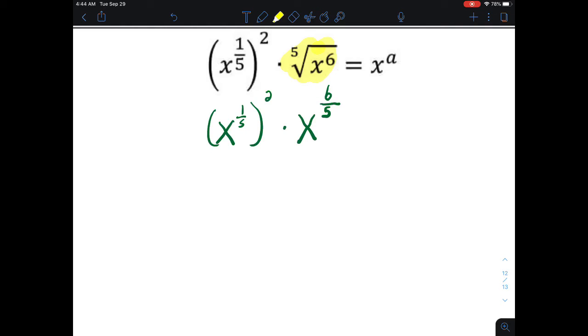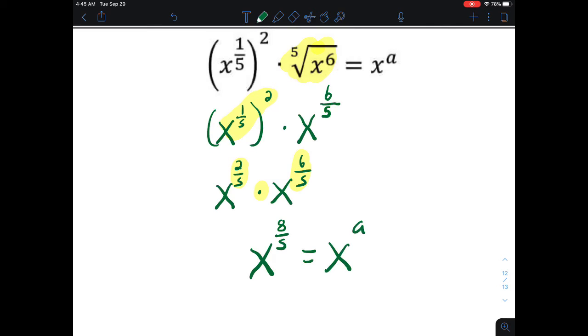Now it's properties of exponents. So power to power, multiply our exponents together. So that makes x to the 2 over 5 power times x to the 6 over 5 power. Now when you multiply like bases, you add the exponents together. So I'm going to add the 2/5 and the 6/5 together. That gives me x to the 8 over 5 power. So x to the 8 over 5 power is equal to x to the a. And they want us to write what a is, so a is that exponent. A is equal to 8 over 5.